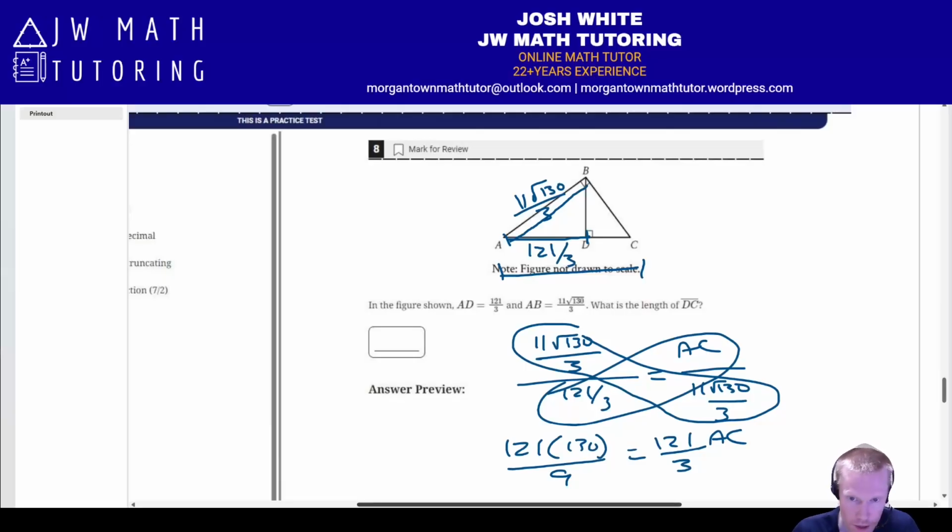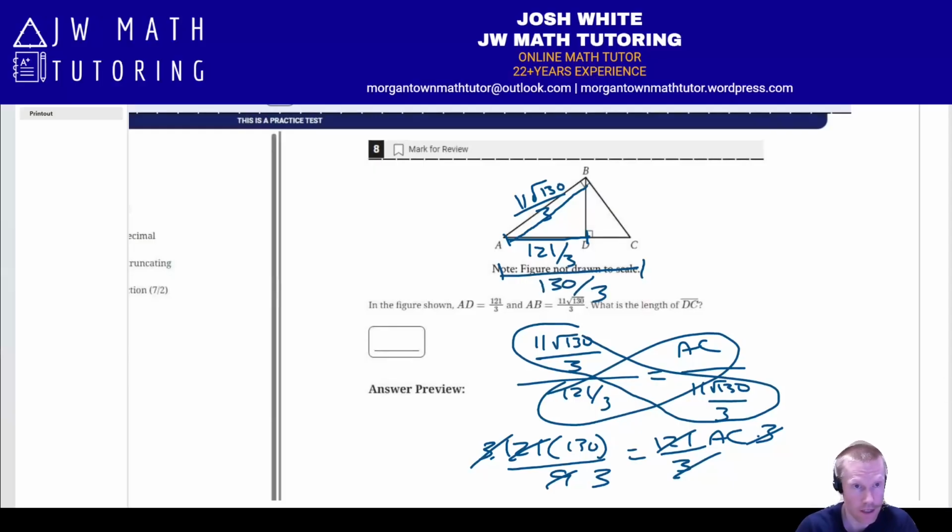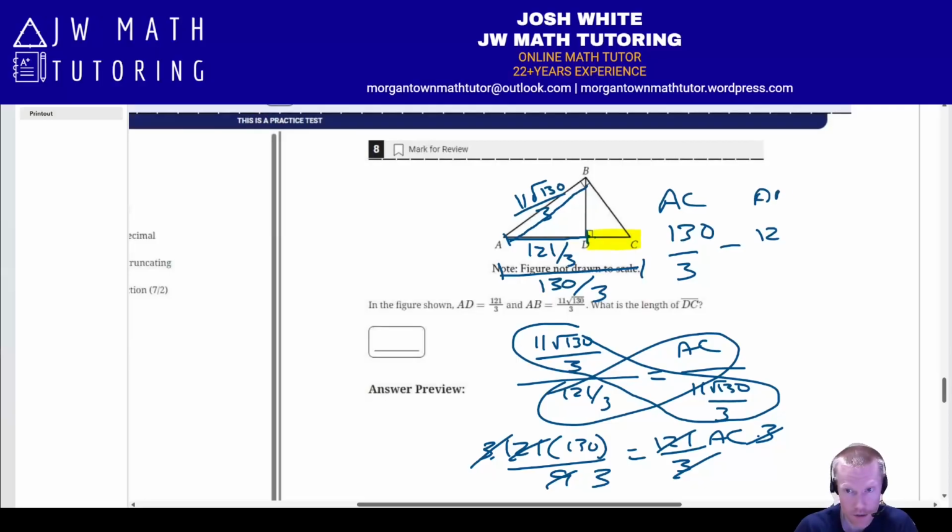So what do we do next? Well, the 121s will cancel out. You can multiply by 3 over here, and then that 3 will cancel out with that. So that's gone. So AC is now solved. Basically, this whole thing is 130 over 3. Then to find DC, just this little part over here, all you have to do is take the whole hypotenuse, 130 over 3, minus AD. This is AC, this is AD.